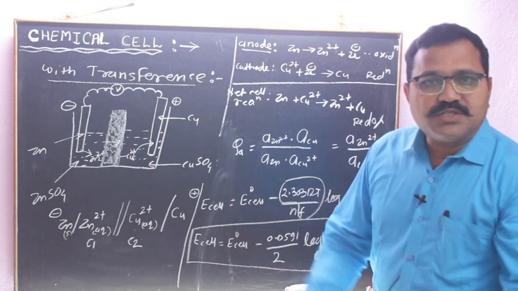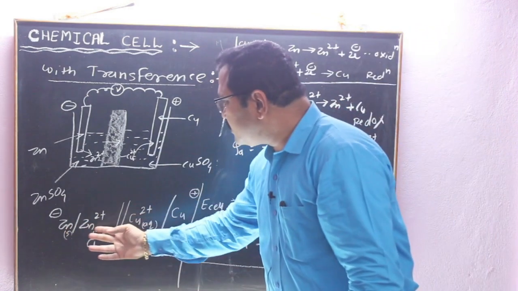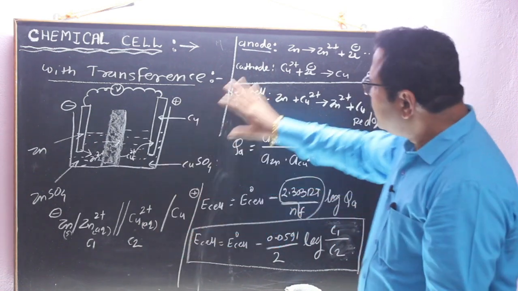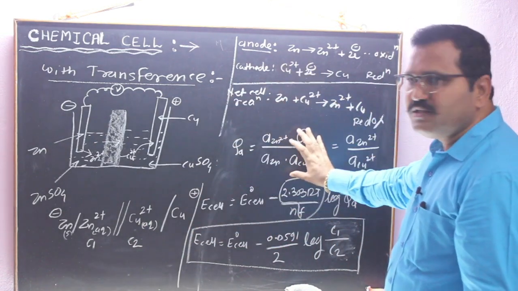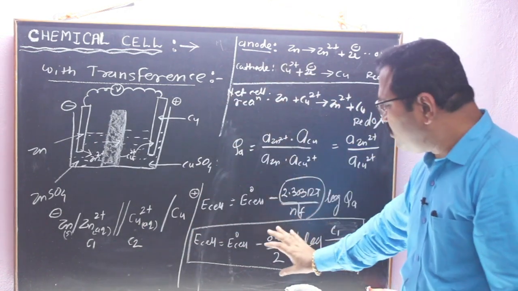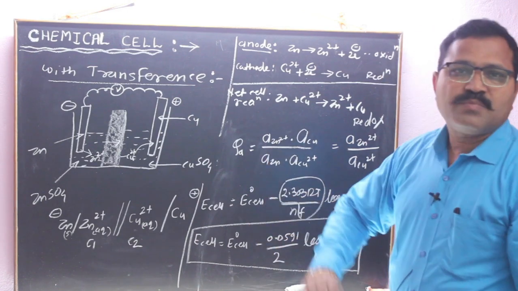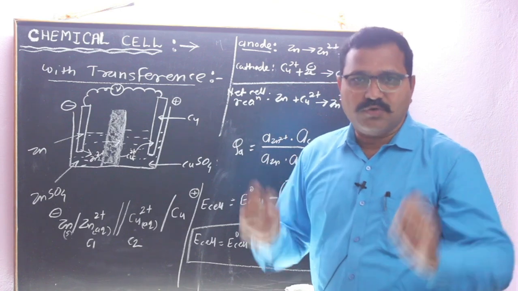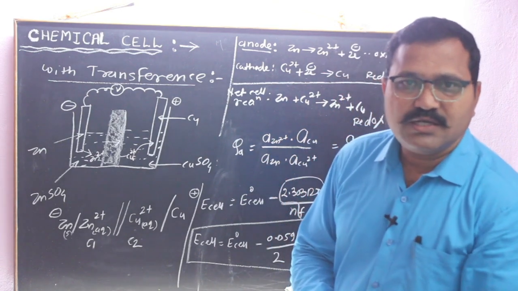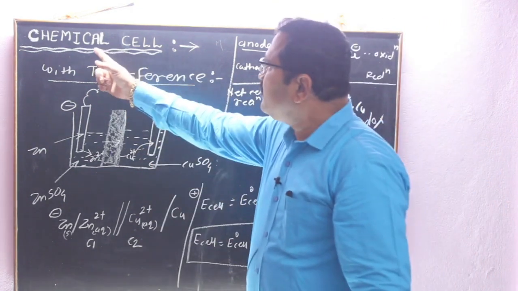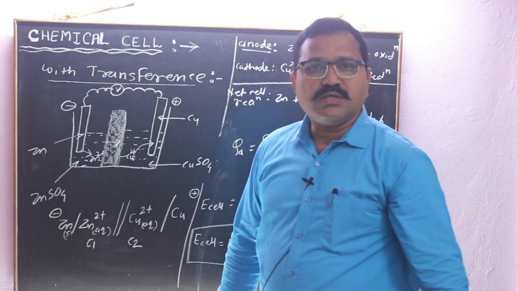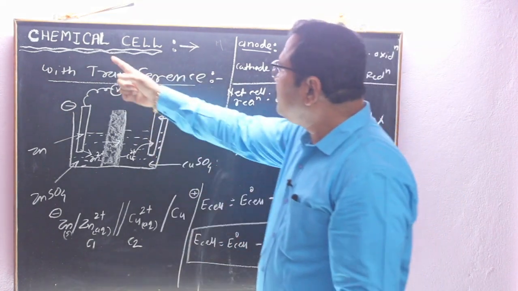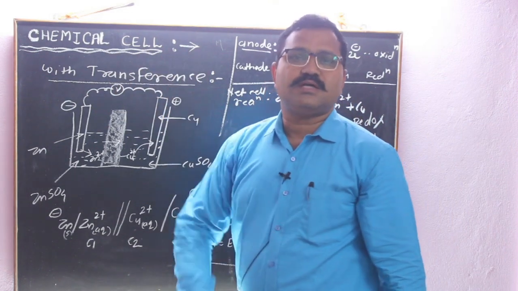Now if we change the electrode, Al3+ Ni2+ Ni, then also write the cell reaction, write the value of Qa and put the value of that Qa in this Nernst equation. You will get a required equation for cell potential. This is about chemical cell with transference. Okay. Now we will discuss chemical cell without transference.